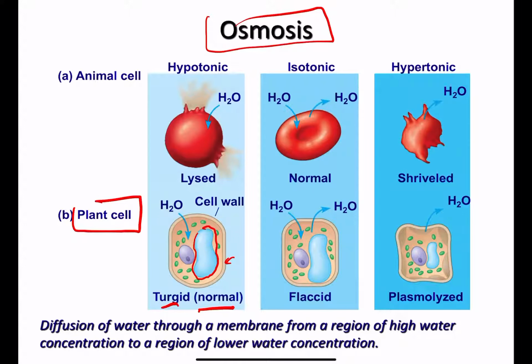Isotonic, equal movements in and out. This is essentially where animal cells are at their happiest. Plant cells, they aren't loving that. And then neither plant cells nor animal cells like to be in a hypertonic state where there's more solutes on the outside.